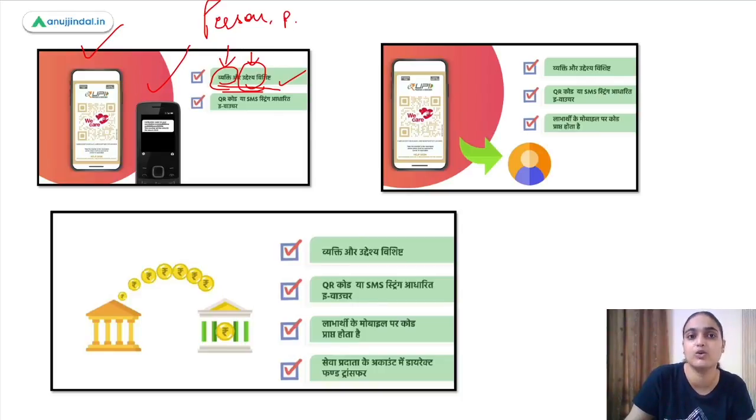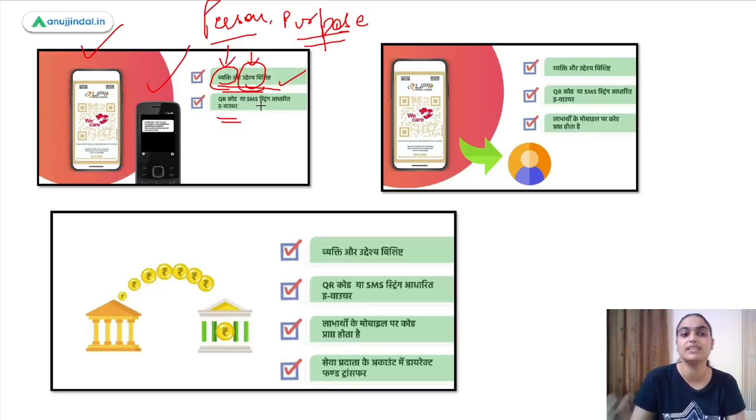So that person only can use that money for whom that voucher has been issued, and only for the stated purpose for which it has been created. सो QR कोड या SMS स्ट्रिंग आधारित ई वाउचर है ये, यानी कि आपको QR कोड या SMS के थ्रू ये ई वाउचर मिलेगा. So when this is issued, the person will get intimated about the same on his mobile. Alright, so what will happen in this case?